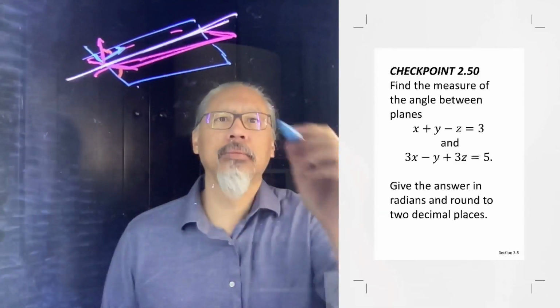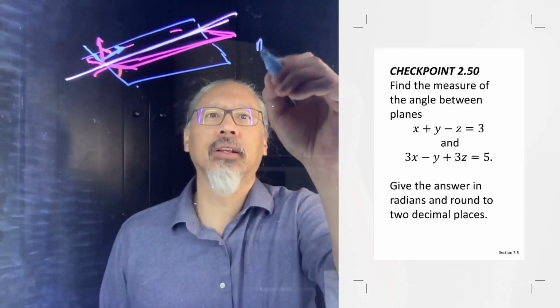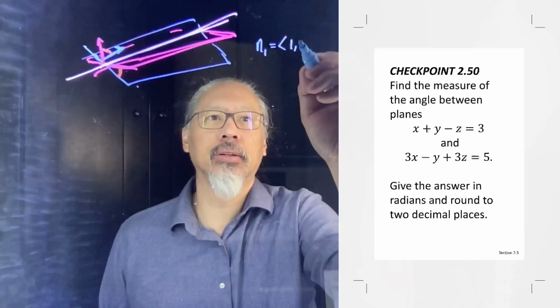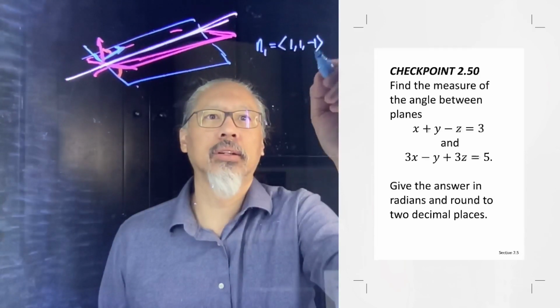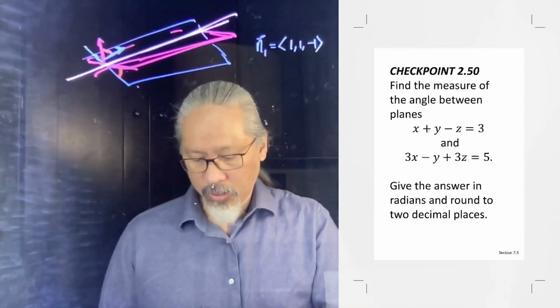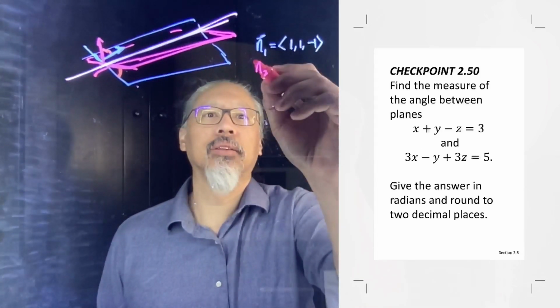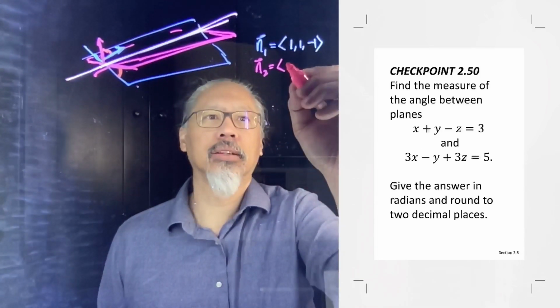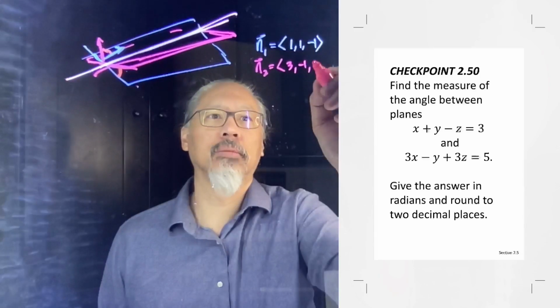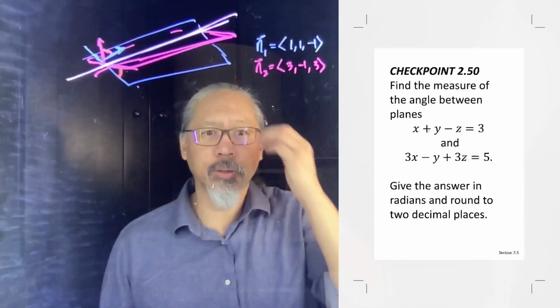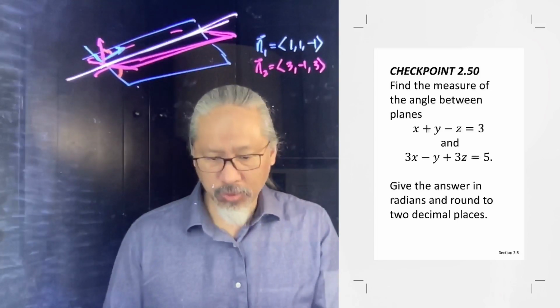For one plane, the normal vector, we'll call it n sub 1, should be 1, 1, negative 1. And the normal vector for the other plane, I'll call it n2, is 3, negative 1, positive 3. So those are the two normal vectors for the two different planes, and we want to essentially find the angle between them.